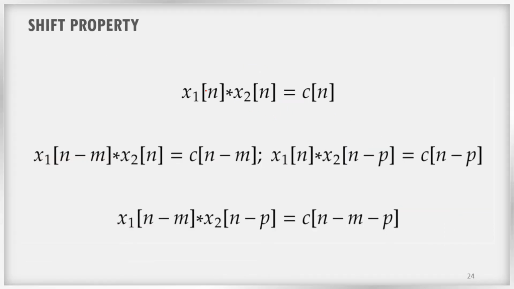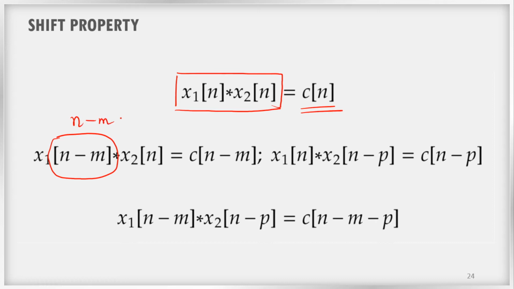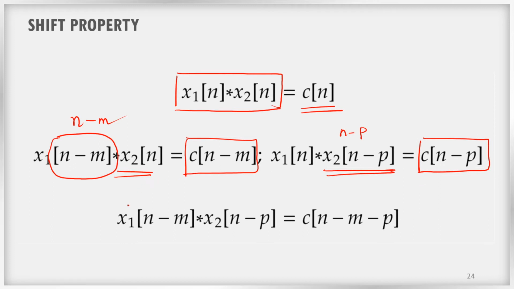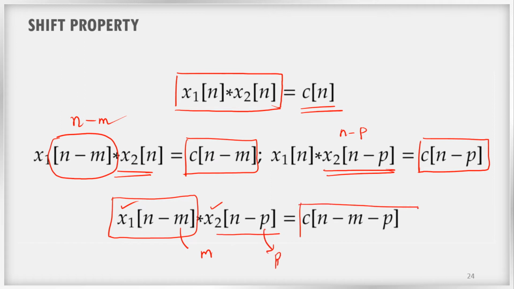Now coming to the shift property, assume that we have two signals x1 of n and x2 of n, and its convolved output is c of n, right? If I shift one signal x1 of n by time m, that is n minus m, and convolve that with x2 of n, then I will get an output that is c of n minus m. Now assume that I am delaying x2 of n by an index of p, that is n minus p, then convolving with x1 of n, the result will also be shifted by the equal time index, right? Now if both signals x1 of n and x2 of n are shifted by some time index m and p, then the output convolved signal will be shifted by c of n minus m minus p, right? Otherwise we can write c of n minus (m plus p), the whole bracket. So this is the shift property.